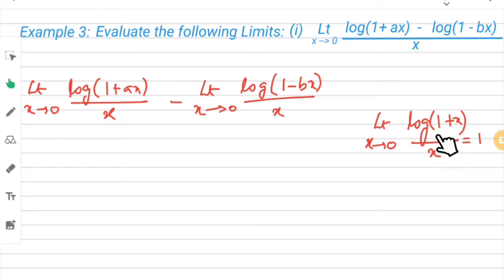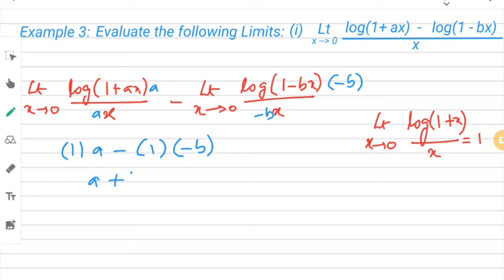And if you check here 1 plus x, and in the denominator we are having x, but here we are having ax, but denominator is only x. So I need ax. Same way multiply and divide by a. And here I am having minus bx, so multiplying by minus b and dividing by minus b. Now you can change this one as 1. So 1 times a minus 1 times, what's the remaining over here? Minus b. Then a minus into minus is plus b.